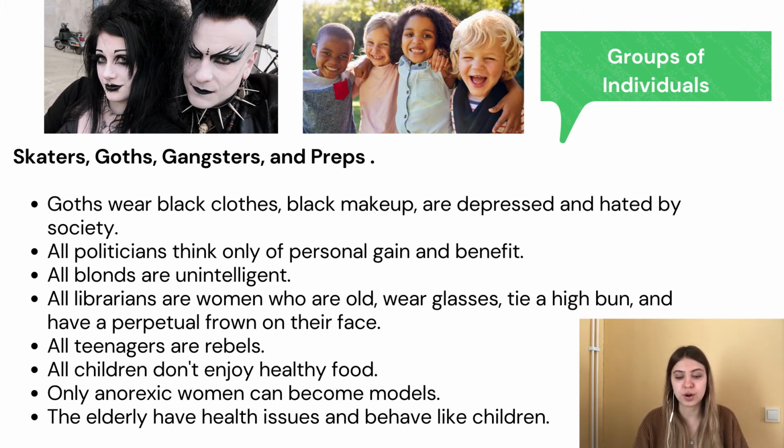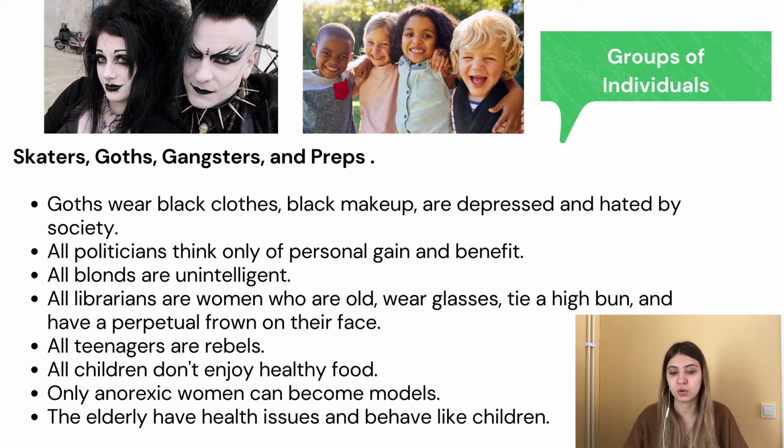All teenagers are rebels. All children don't enjoy healthy food. Only anorexic women can become models. The elderly have health issues and behave like children. I think it's pretty clear, yeah? So we all have these group or individual stereotypes, and I think goths, for example, who wear black clothes, are one of the most obvious ones.